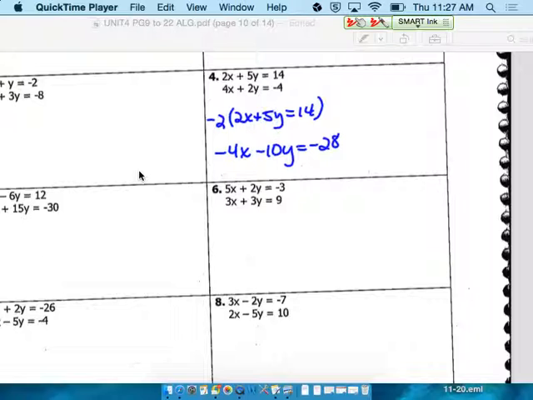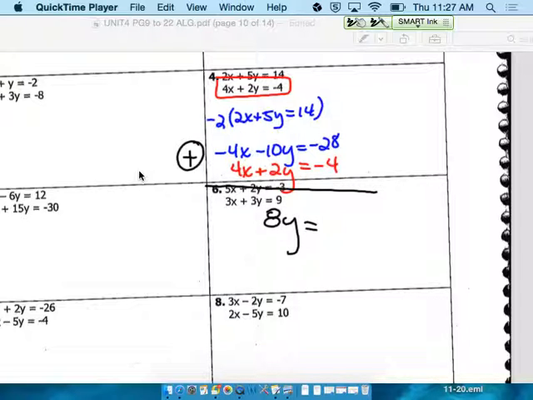So I take the second equation and I copy it over. Did not have to change the second equation at all. And now I can simply add these terms together and the x's will temporarily eliminate. So I'm left with 8y, and that equals -32, so y is -4.